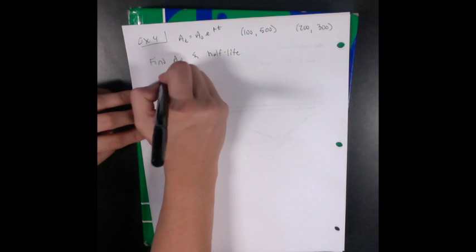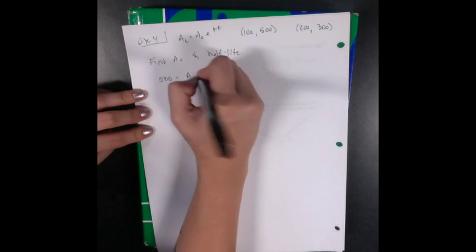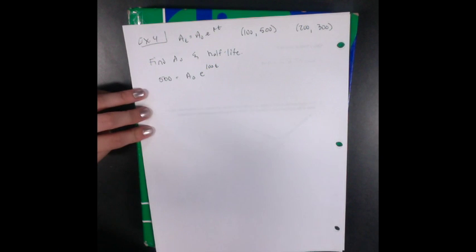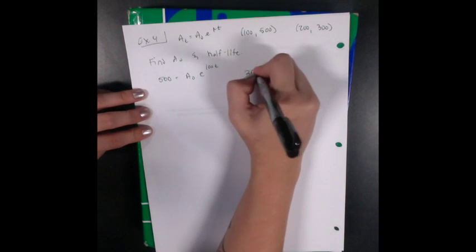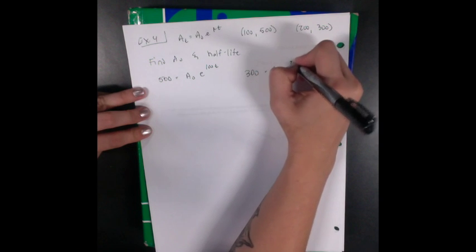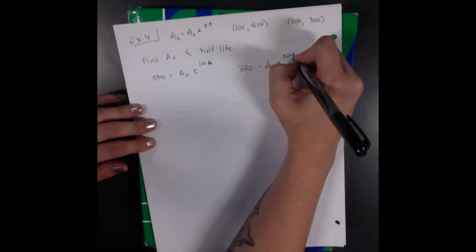So I first need to write two equations. My first one, I'm going to say 500 equals a naught e to the 100k. And then I get 300 is a naught e to the 200k. Sorry, this should be k, not t. I need to solve both of these to find my initial value.